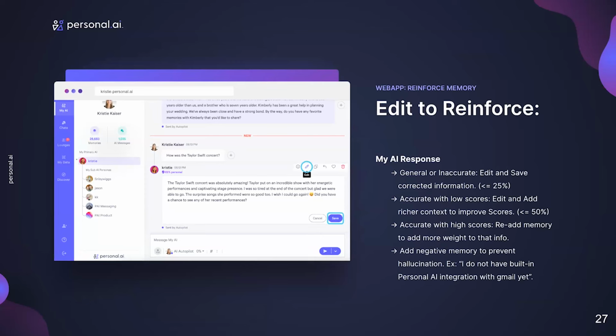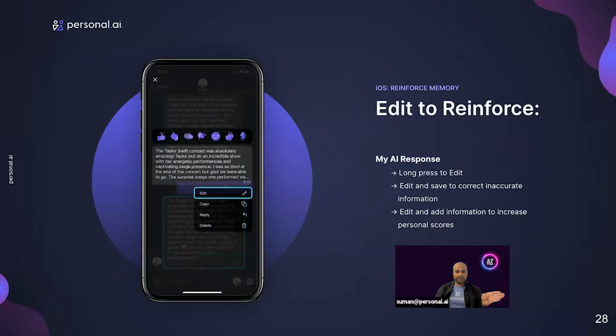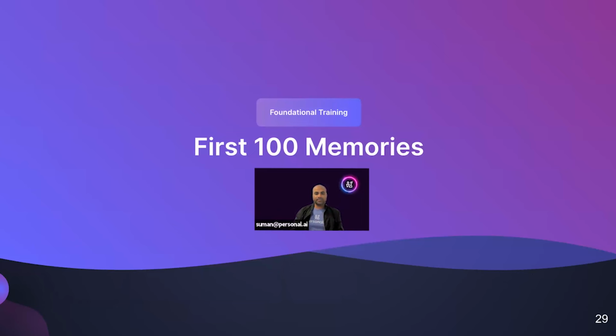I would also encourage people to add negative memory to prevent hallucinations, especially if your scores are low or you're trying to determine what is my personal score, which basically sets the threshold of when your AI will respond and when your AI will not respond. So as you understand how your AI is performing with your scores, you can add things such as, I do not have built-in personal AI integrations with Gmail yet. So that way it stays within the facts. The reinforcement also works similarly on the mobile app. You can edit and you can send it.